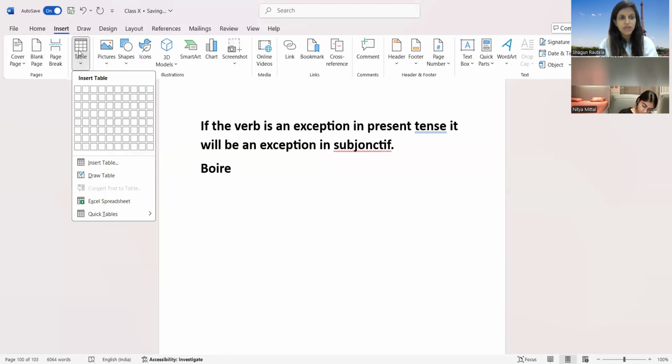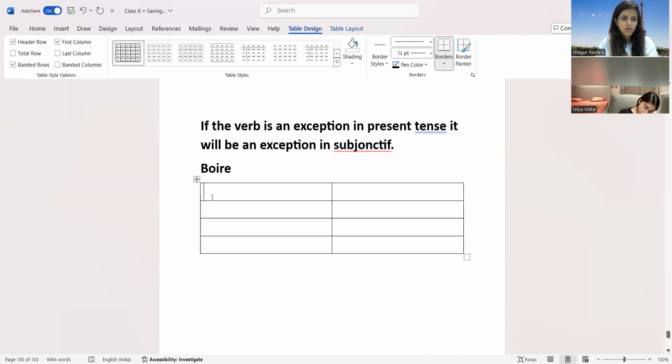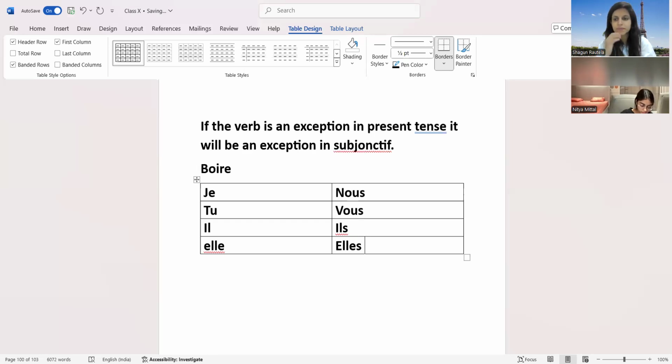If the verb is an exception in present tense. So we'll just write the subject pronouns first. Do you remember the boire verb? What is the conjugation of boire with nous and vous? Boire is to drink. And with nous and vous, what are the endings of this verb? It is buvons and buvez. Absolutely correct.